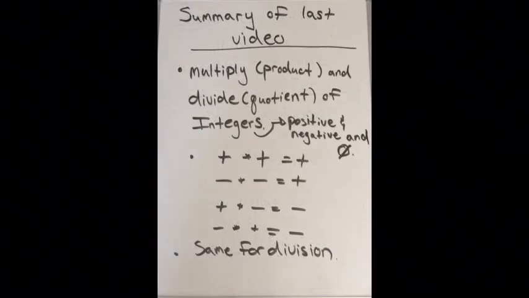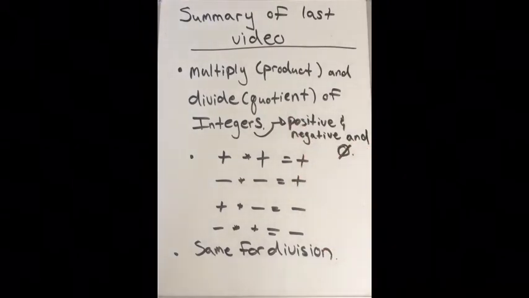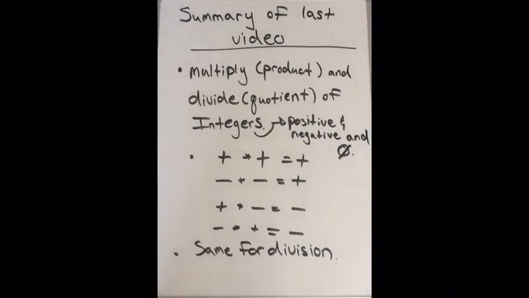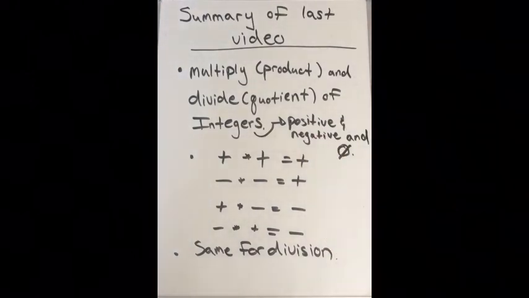Just a brief summary of our last video. We talked about how to multiply or find the product and how to divide or find the quotient of integers. Remember, integers consist of positive and negative numbers and also include 0.